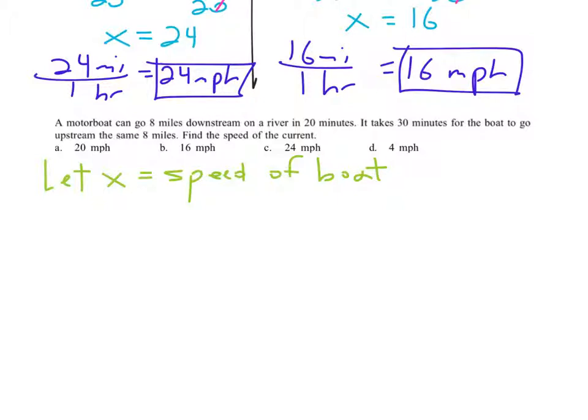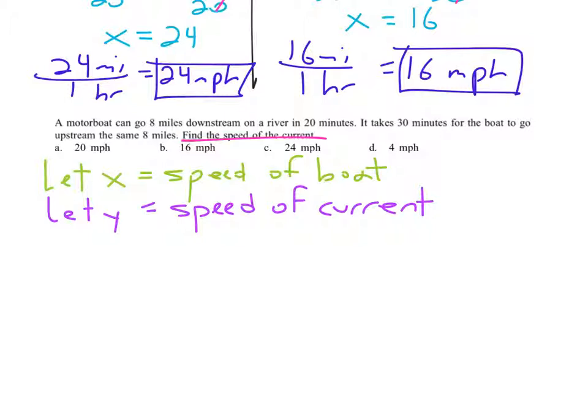And let y equal the speed of the river, or you can also call it the current. So speed of the current, because that's the word that they're using when they say find the speed of the current. Okay, so speed of the current means the speed that the river is going.